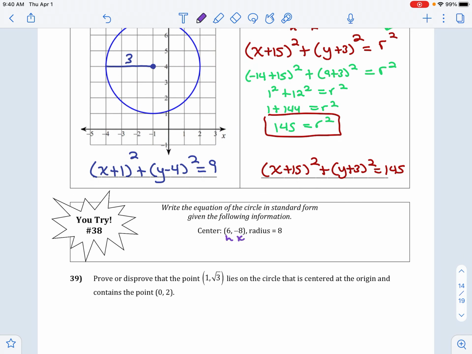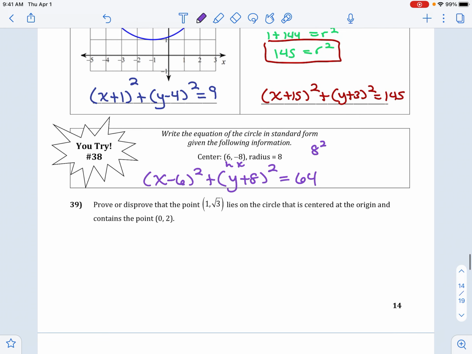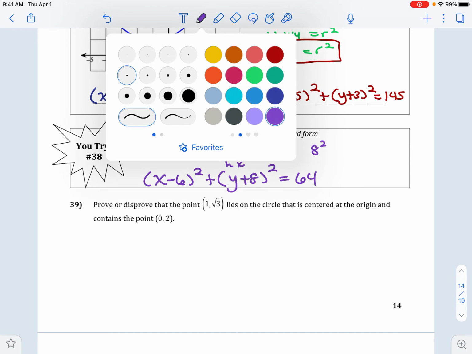All right, well, our center, remember, is our h, k, and our radius, of course, is our r. So let's go ahead and fill this in. So x minus 6 squared plus y minus negative 8, which is y plus 8 squared, equals 8 squared. So we'll do 8 squared, and we'll get 64. And there's our equation.